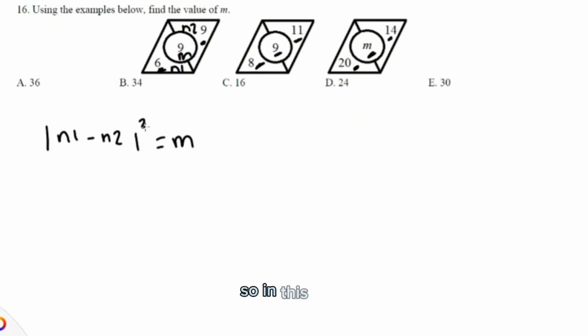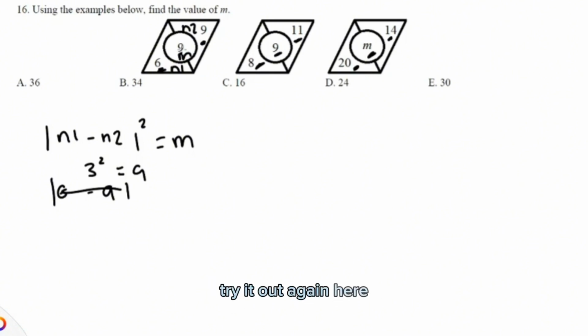So let's try it out. In this case, n1 is 6, and n2 is 9, so 6 minus 9. The absolute value of 6 minus 9 is 3. 3 squared equals 9. That gets us our m value. Try it out again here. Absolute value of 8 minus 11 is 3. 3 squared is 9. Again.